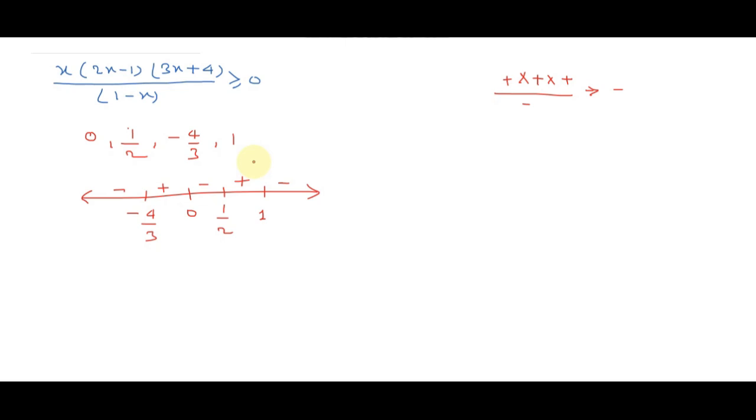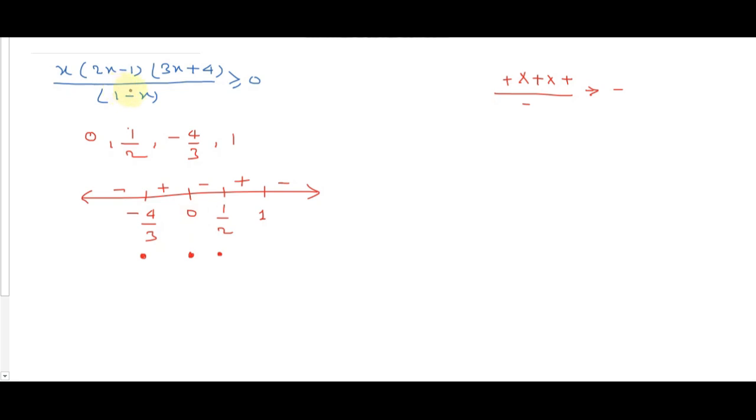So let's find when this expression is going to be 0. It is going to be 0 at x equal to 0, at x equal to 1 by 2, and at x equal to minus 4 by 3. So we need such values. So required values of x include minus 4 by 3. So at minus 4 by 3 we take a filled circle, and also we want x equal to 0, so here we will have a filled circle, and also we want 1 by 2, so we will also have a filled circle here.